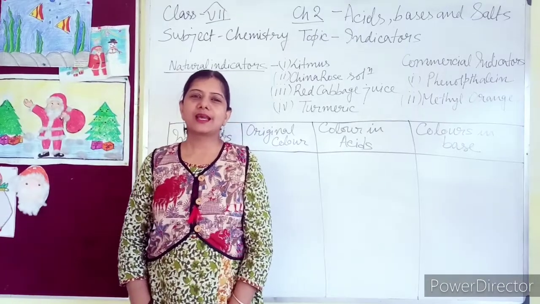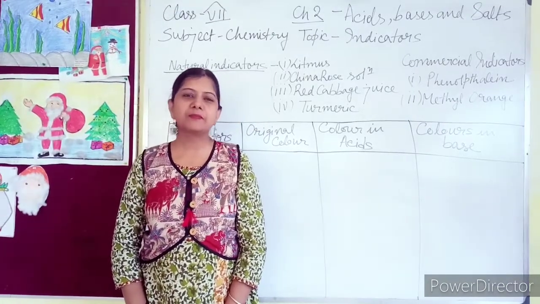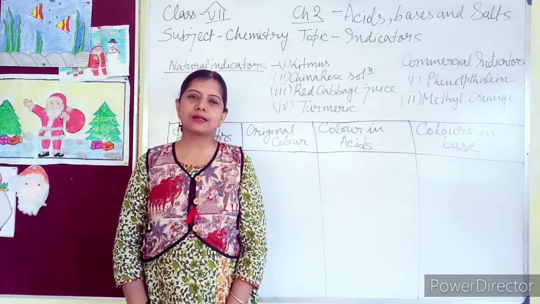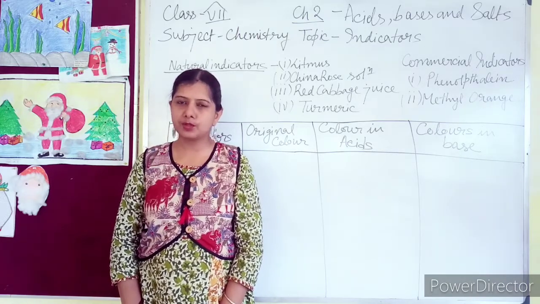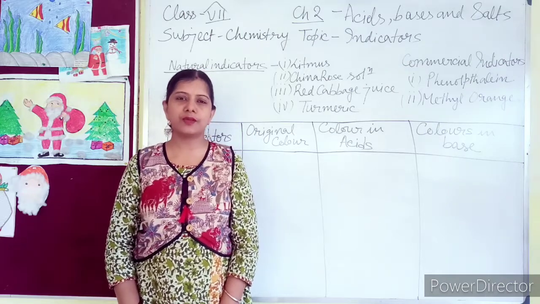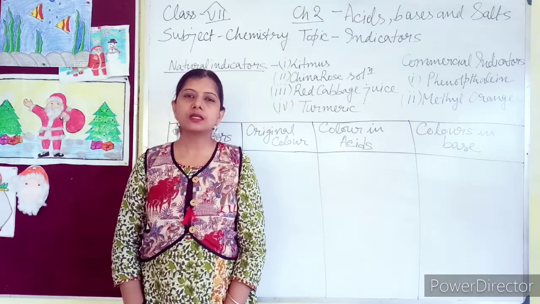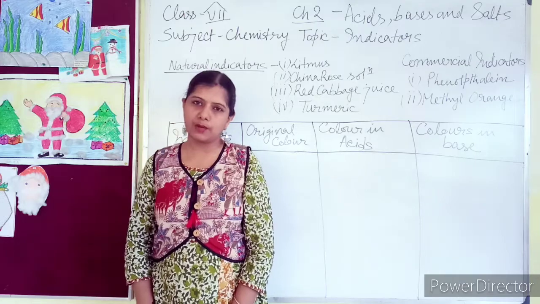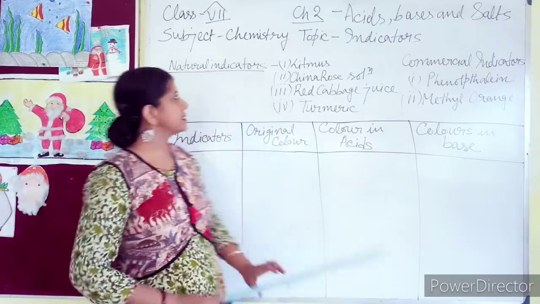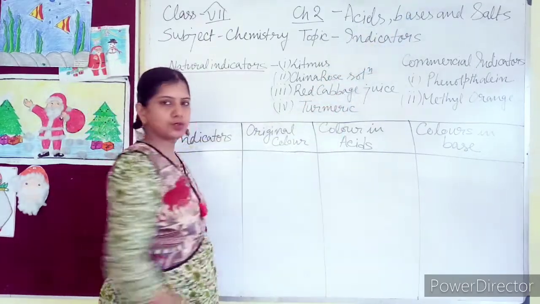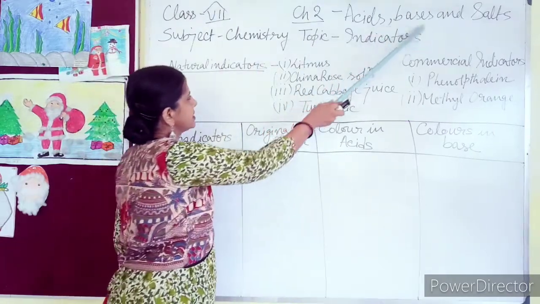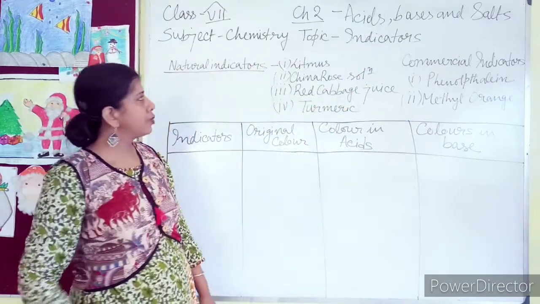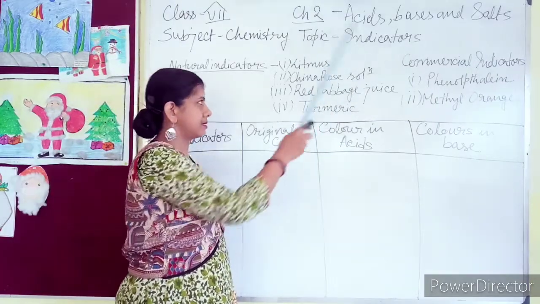Students, today I am here again for class 7. Class 7 chapter 1, already I have sent you a video where my topic was fiber to fabric, life cycle of silkworm. Now your second chapter is acid, bases and salt. Class 7 subject chemistry, second chapter acid, bases and salt. Now my topic is indicators.